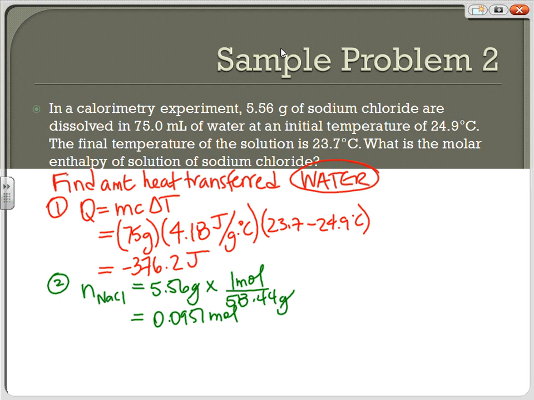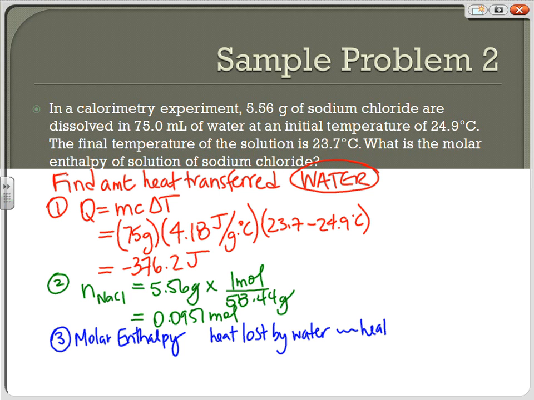So in this case, what you have to remember to calculate the molar enthalpy, that's the amount of energy that's required or released for 1 mole of sodium chloride that's dissolved, you have to remember that the heat lost by water basically equals the heat that is absorbed, in this case by the system, or by the NaCl dissolving. So in this case, they end up being the opposite sign.